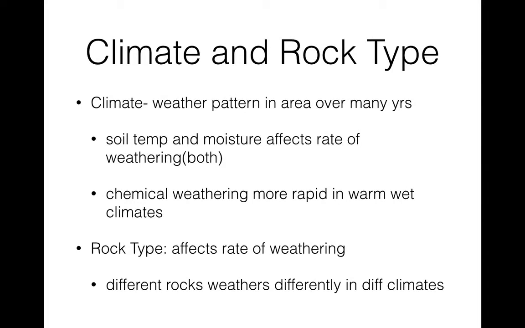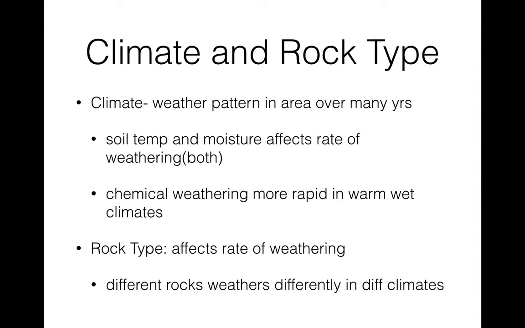There are two things that can affect the rate of weathering, and that is the climate and the rock type. We know that there are two major things that we look into for climate, and that's temperature and moisture or precipitation in that area. And it's the temperature and precipitation over a long period of time for a region, not just day-to-day. So soil temperature and moisture affects the rate of both chemical and mechanical weathering. Chemical weathering is more rapid in warm and wet climates.